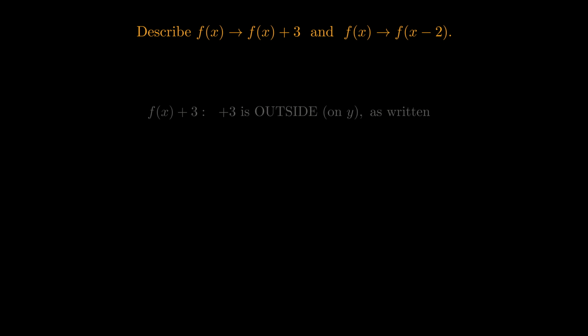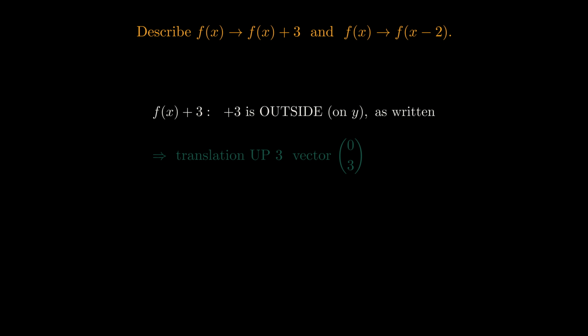Let's build a ladder of examples. Easy to hard, all my own. Part 1. Describe two single transformations. First, f of x plus 3. The plus 3 is outside f, so it acts on y as written. A translation up 3 units. In IB, you'd state it as a translation by the vector 0, 3.